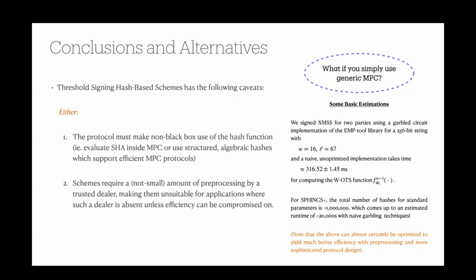Of course, these are just very raw numbers and they can be optimized to yield much better efficiency if you do more pre-processing and come up with more sophisticated protocol designs, because you can narrow it down to a few hashes that you do in a distributed manner and the others can be done by each of the parties. But ultimately the point is that there is this underlying benchmark, which is that the hash function still has to be evaluated inside an MPC for threshold signing these hash-based signatures. Yeah, thanks. So this is the main idea.